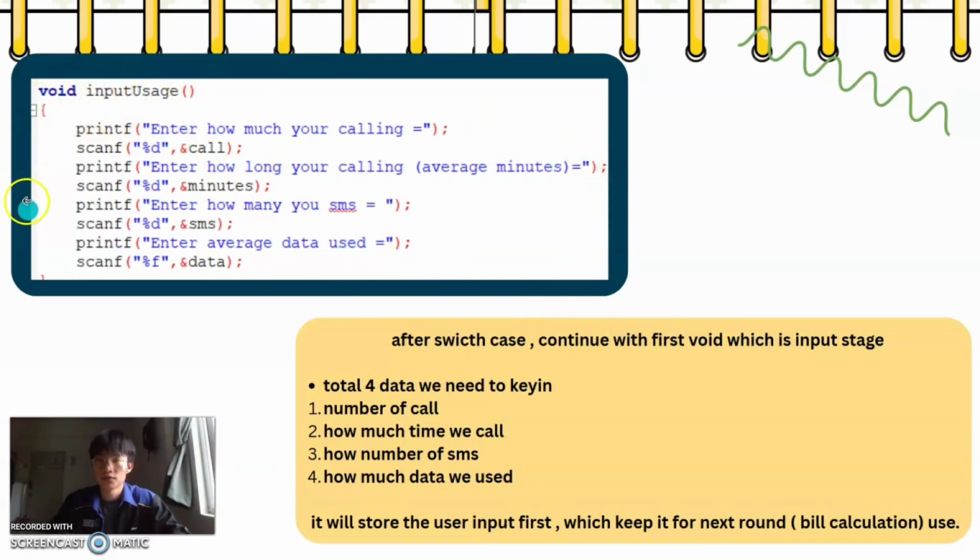Now first we need to develop this. If the user chooses choice 1, it will show this. Enter how many calls you make, %d, which is an integer number. Enter how long you call, average minutes, which is also an integer number, and enter how many SMS, an integer number. Enter average data use. This is a float, so the user can key in a decimal input.